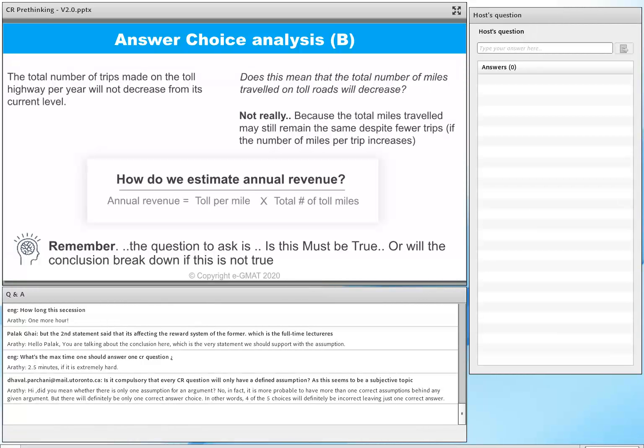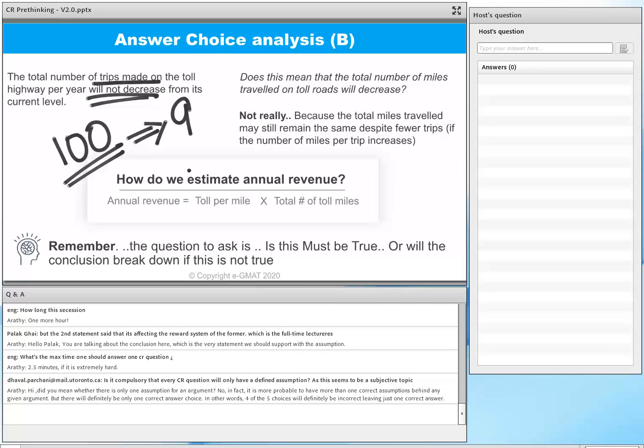Now, a lot of people chose choice B, which is an incorrect answer choice, and I want to make sure we understand why that happened. We're going to go through every answer choice. Choice B says the total number of trips made on the toll highway will not decrease from its current level. So let's say there were 100 trips being made. Now, if that goes to 90 instead of 100, if we take 90 trips, does it automatically imply that the total number of miles will go down? Does it automatically imply? No.